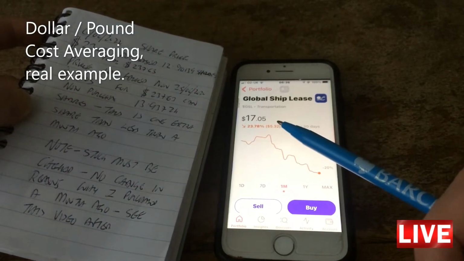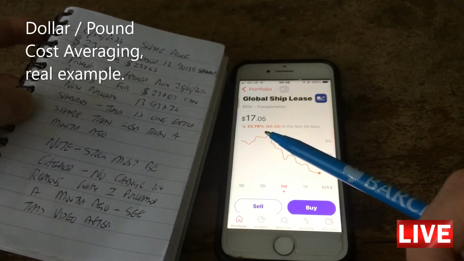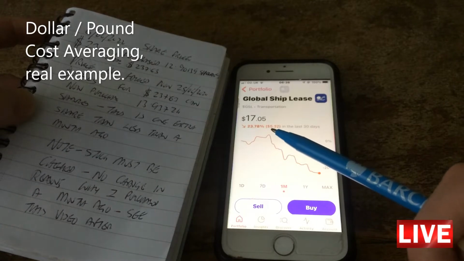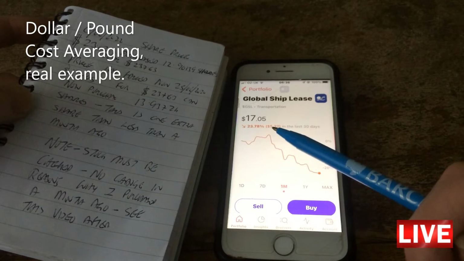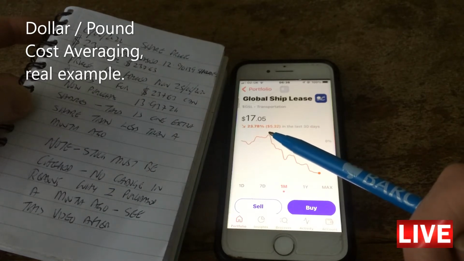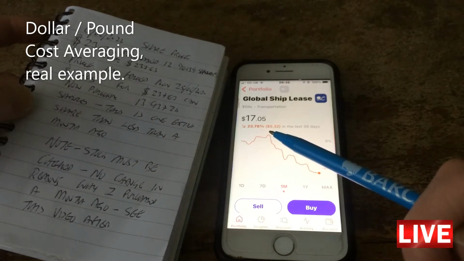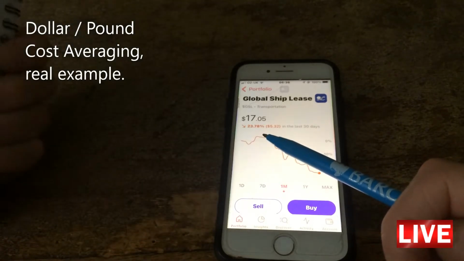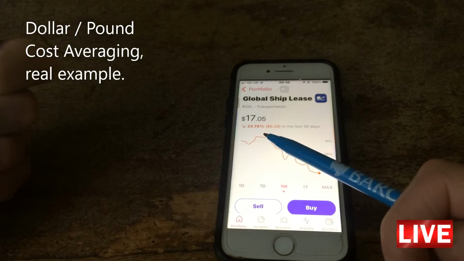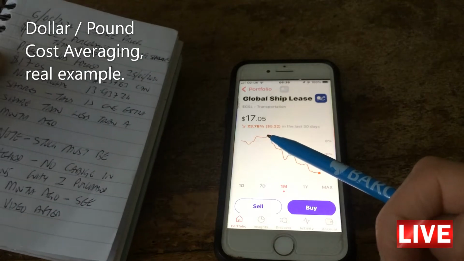When I did my last analysing, which was about 20 days ago, and if you carry on watching you can see my analysis of Global Ship Lease, and this more or less is still current. The only difference is the stock I'm now going to purchase for $17.05, as opposed to paying $23 20 days ago.